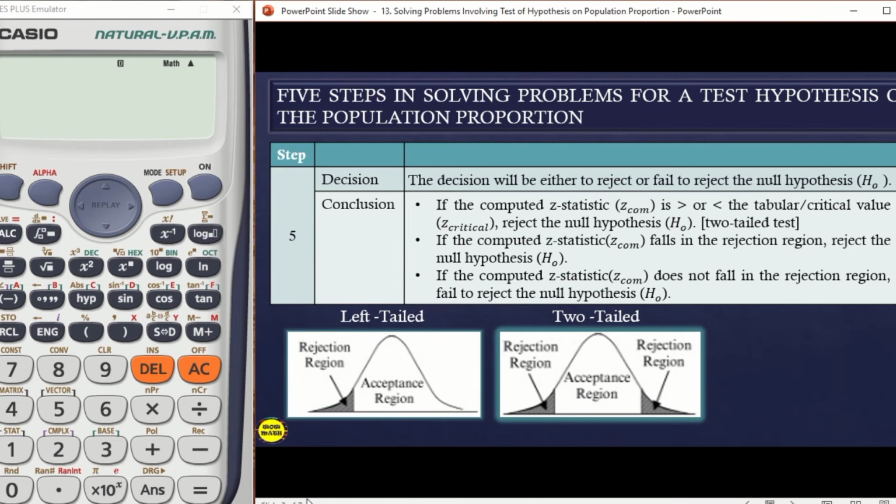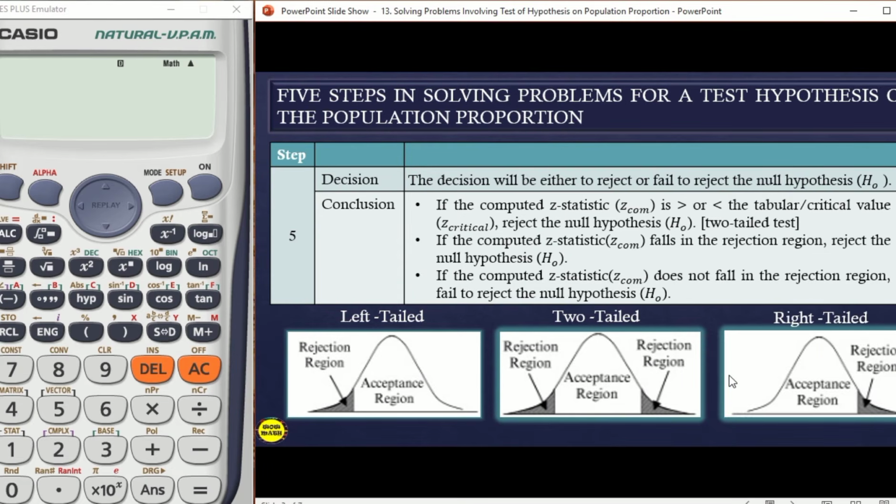Ang left-tailed, nasa left side yung graph natin, ito yung rejection region natin at ito naman yung acceptance region. And kapag sa right-tailed, ito yung normal distribution natin. Okay, yung graph natin nasa right side ng normal distribution natin. At yung shaded part na to, that is the rejection region. So tatandaan lang natin, once na yung computed value natin nandyan or within the rejection region, automatic i-reject natin yung null hypothesis.